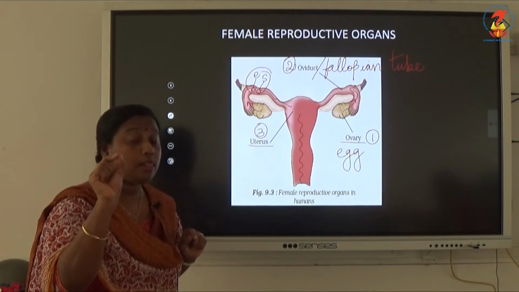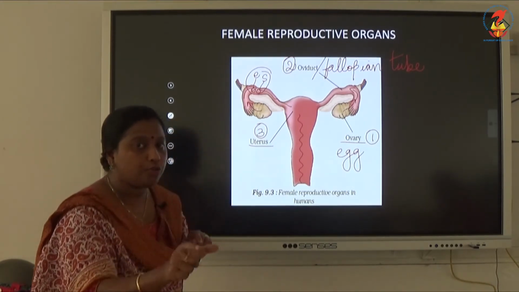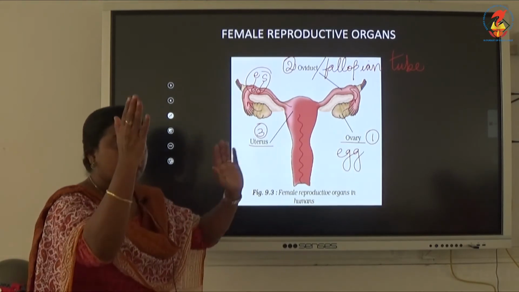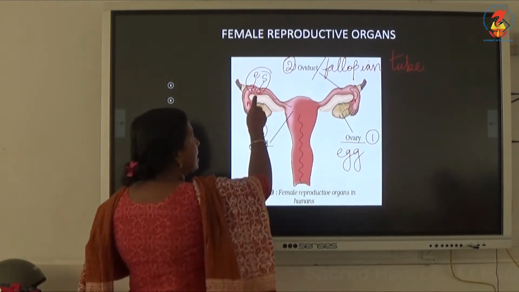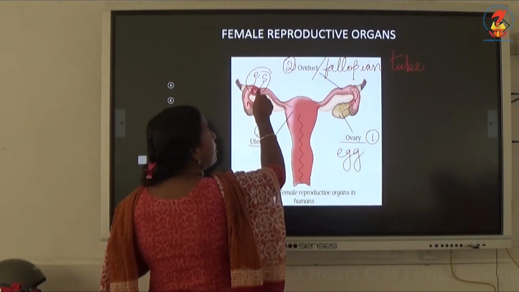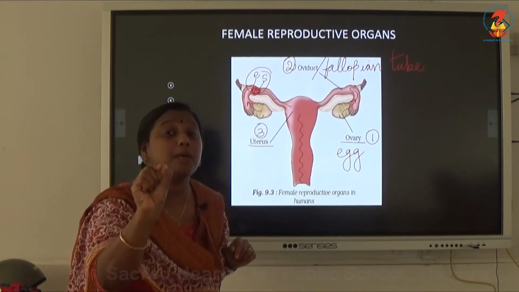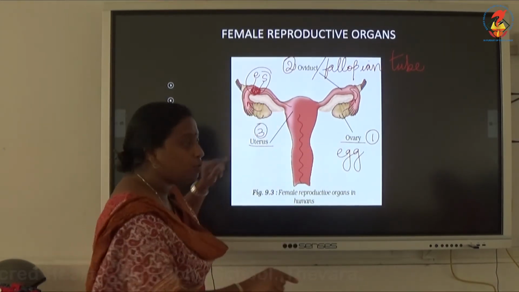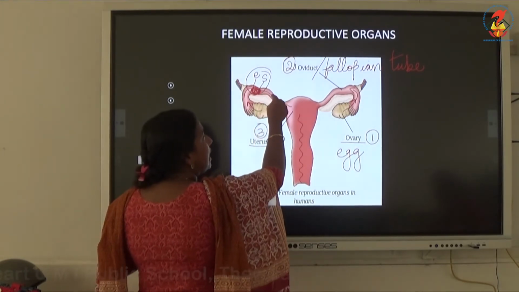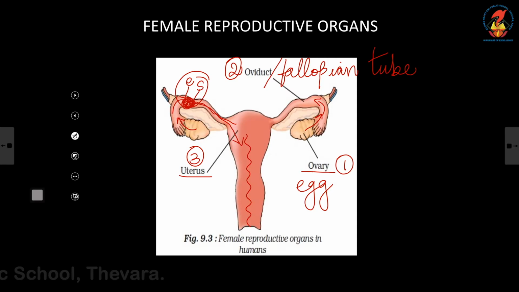I showed you all these processes in the first slide. Remember, I told you to write it down in your textbook. The fusion product of the sperm and egg, you call it the zygote. So, actually a zygote will be produced if the egg receives a sperm for fusion. Once the zygote is produced, it will travel down the fallopian tube and reach the uterus.